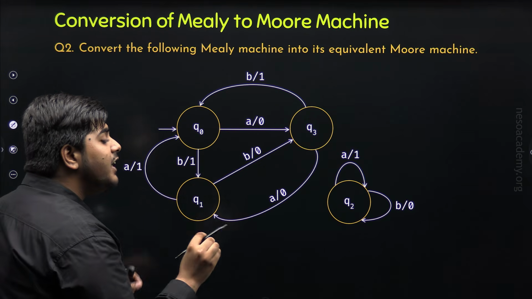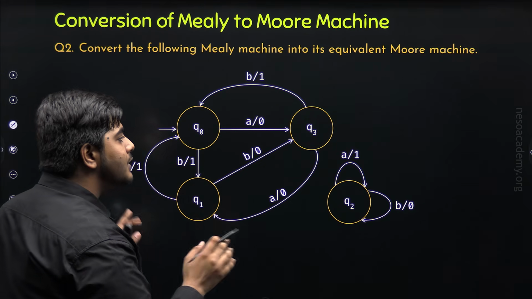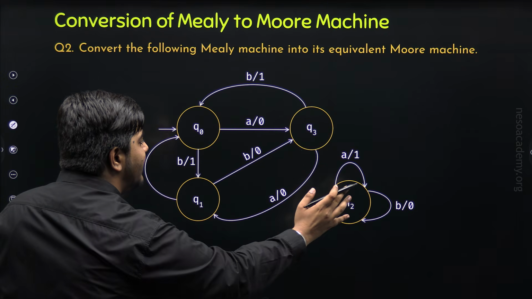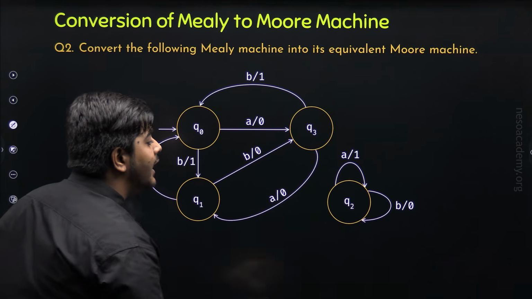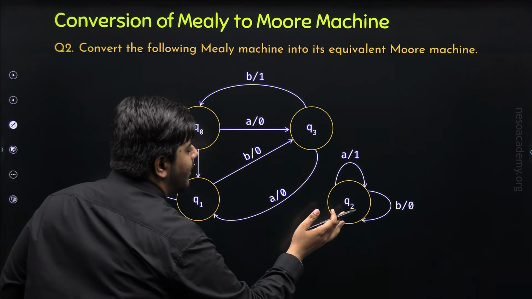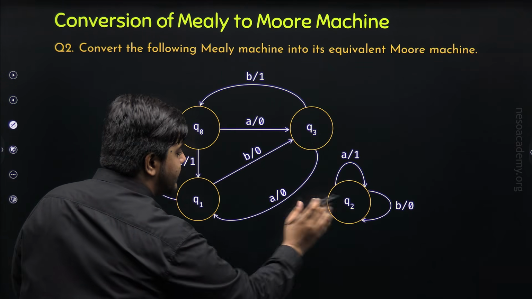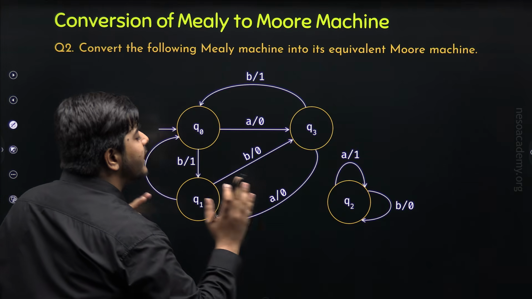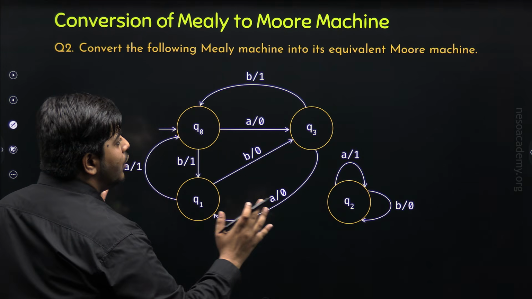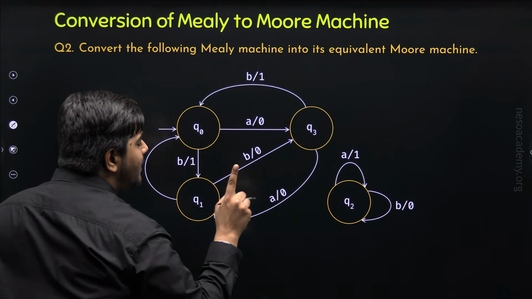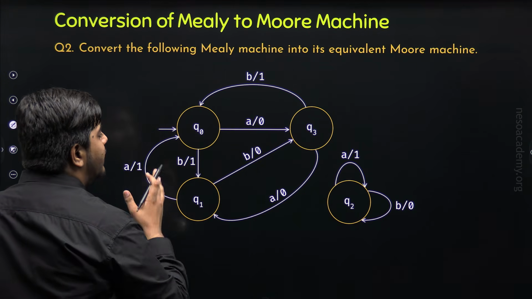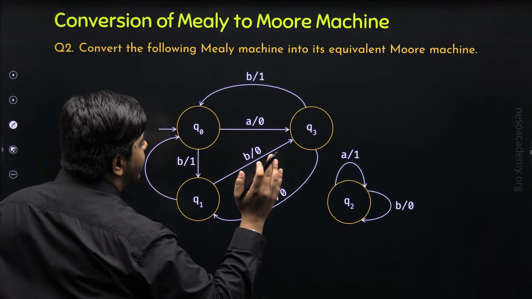But even if it is unreachable, we can still convert this whole Mealy machine into the Moore machine. We don't need to worry that this Q2 is a disconnected component. Even if it is a disconnected component, it can still be converted into its equivalent Moore machine. So we will consider this whole as one particular Mealy machine and we will convert this into its equivalent Moore machine.